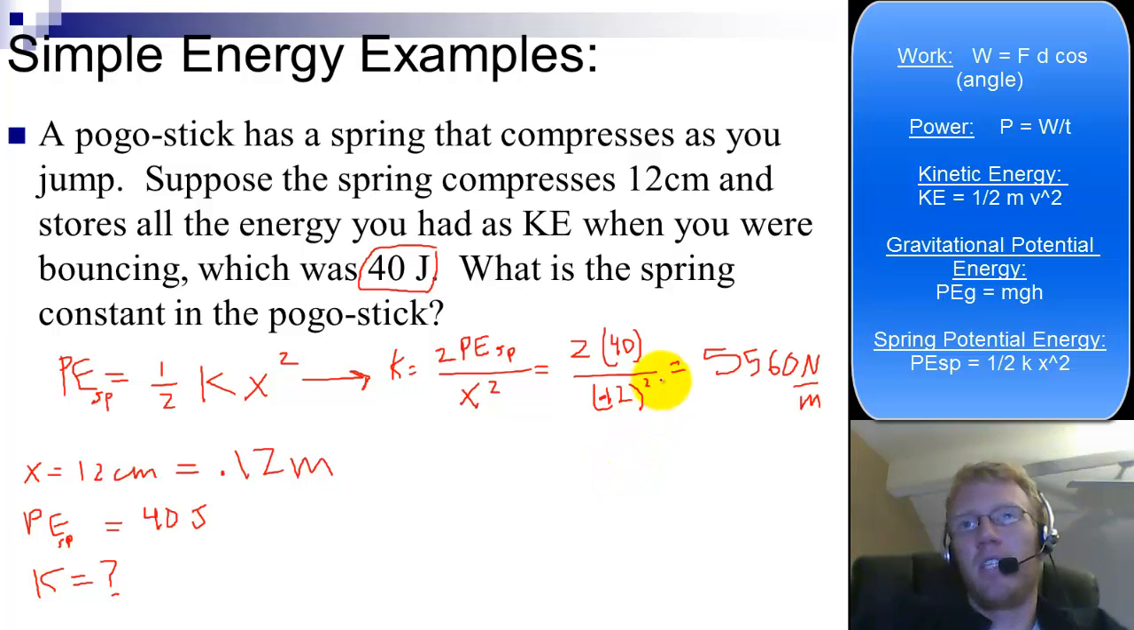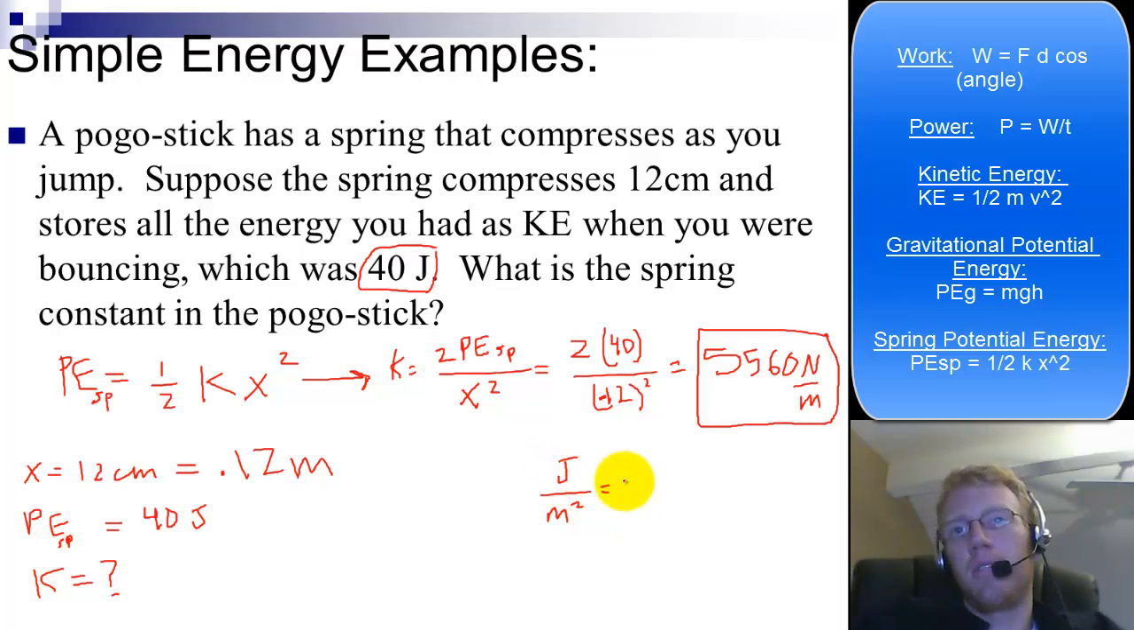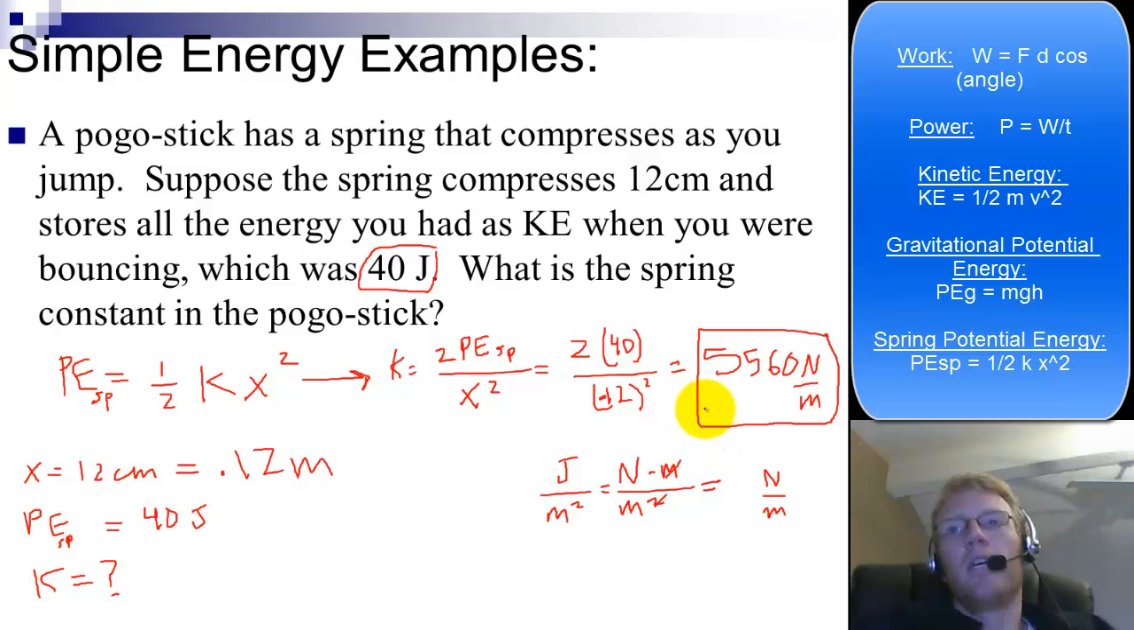It's maybe not that easy to see that it's going to be newtons per meter, so let me show you briefly. The units here are joules, and in the denominator it's meters squared. Okay, but joules is force times distance, so that's newtons times meters over meters squared. So one of these will cancel with one of these, leaving you with newtons per meter. Okay, so the spring constant is 5,560 newtons per meter.